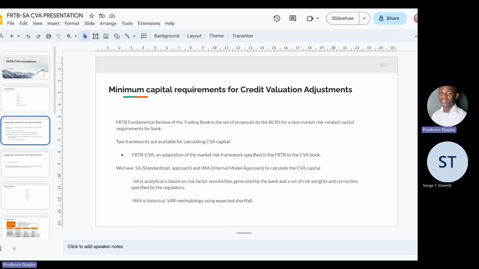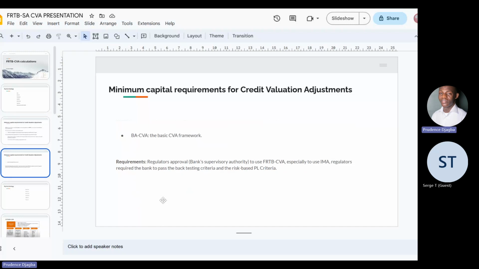And under FRTB we have two different ways to evaluate it. The first is the standardized approach, which is a bit analytic and depends on the sensitivities. So for that, we need to generate the sensitivities, and often those sensitivities can be given by the bank. And we also have a set of risk weights and correlations, which are specified by the regulators. And we also have the second method, which is the internal model approach. This one is built on the historical VaR.